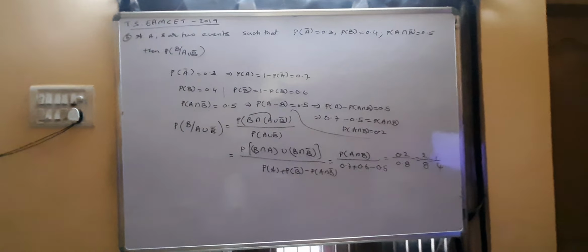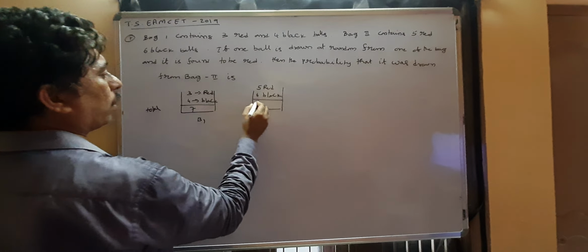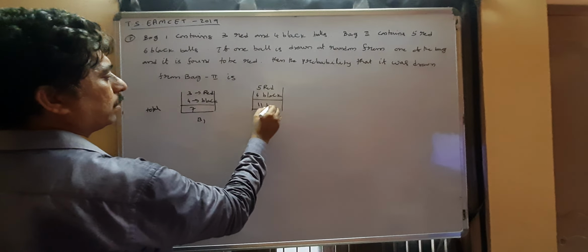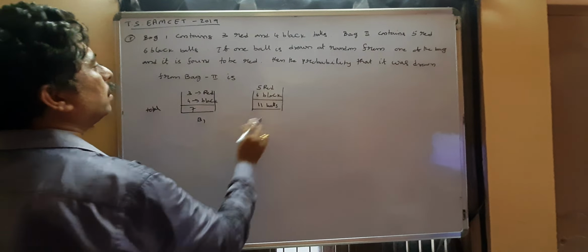Coming to next question. Bag 1 contains 3 red and 4 black balls. Total you have 3 plus 4, 7 balls, and bag 2 contains 5 red and 6 black. Total 5 plus 6, 11 balls. That is the given information.